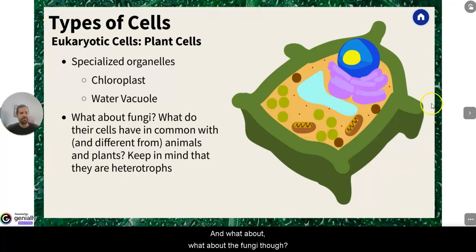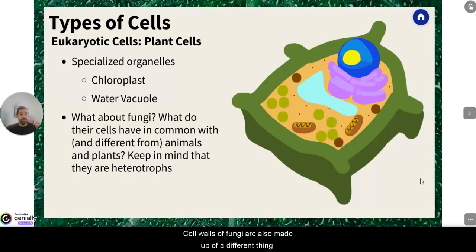And what about the fungi, though? What do they have in common with and different from the animals and plants? Well, keep in mind that fungi are heterotrophs. They don't really have chloroplasts, but they do have cell walls, just as the plants do. So unlike the animals, fungi have cell walls.